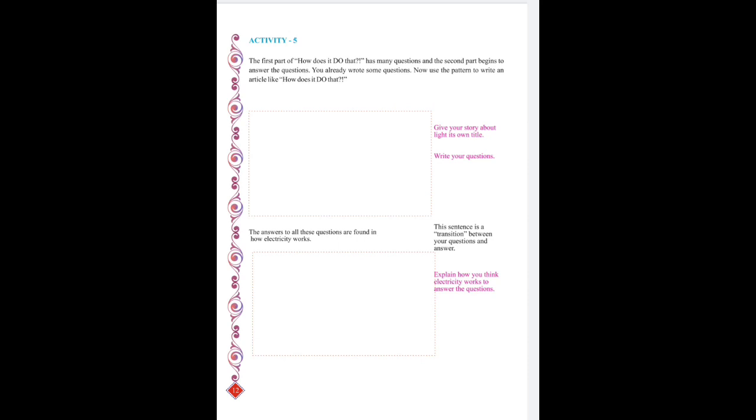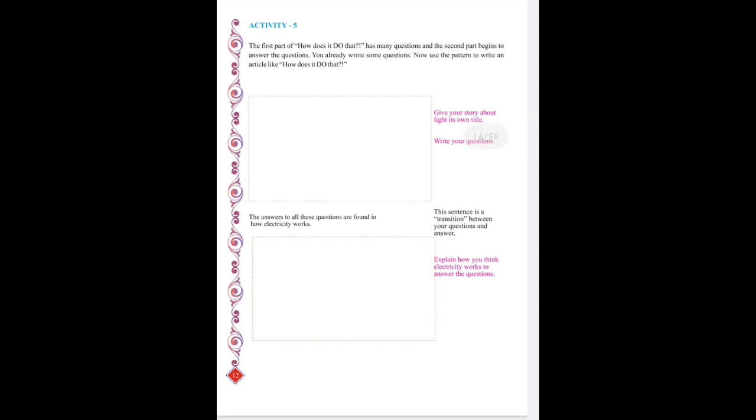Let's start with activity number 5. The first part of how does it do that has many questions, and the second part begins to answer the questions. You already wrote some questions. Now use the pattern to write an article like how does it do that. Now you have to write an article which should have the title how does it do that. You have to give your story about light its own title. Write your questions also, and the answers to all these questions are found in how electricity works. The sentence is a transition between your question and answer. Explain how you think electricity works to answer the questions.